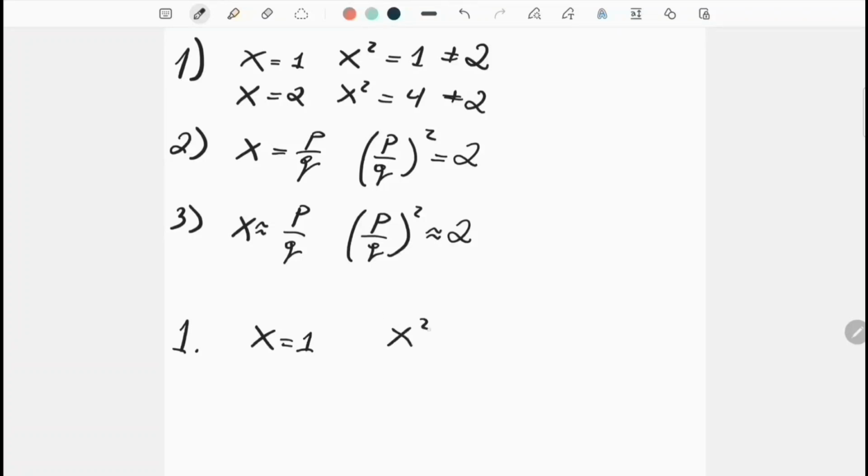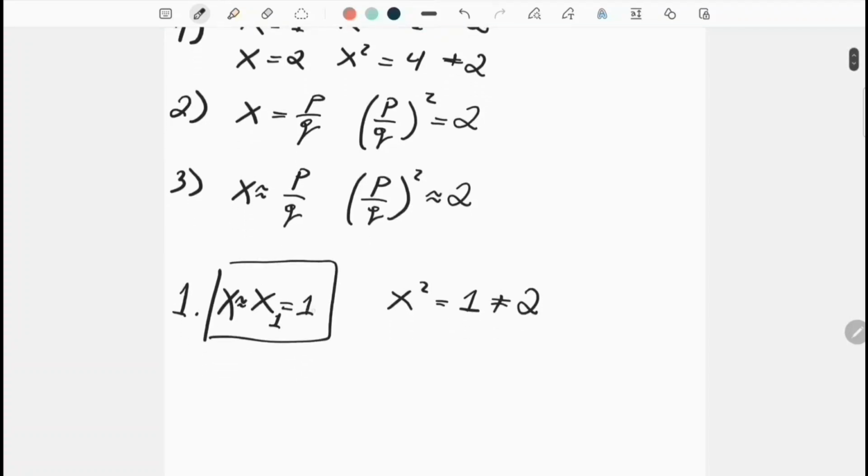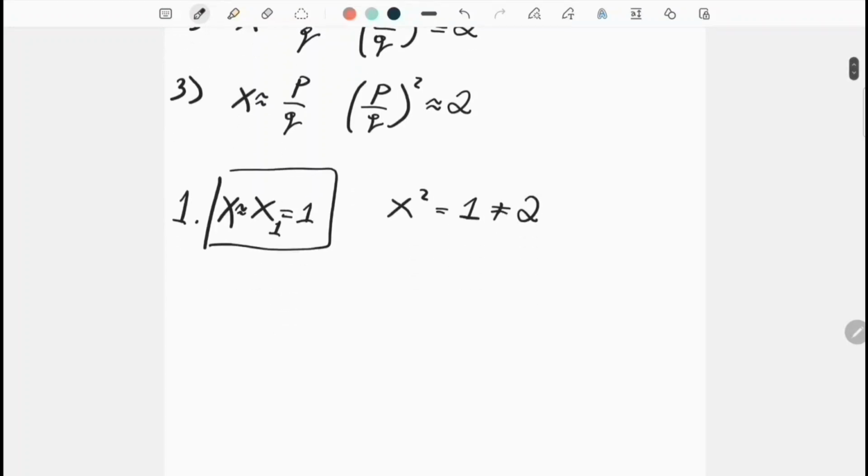Now the square of this number, x squared, also equals 1, and that's not equal to 2. But this is okay because, as I said, we don't need to be accurate. Still, it is not true that x equals 1, so better denote this as x1 and write that x approximately equals x1, and x1 equals 1. Now we do the second step.